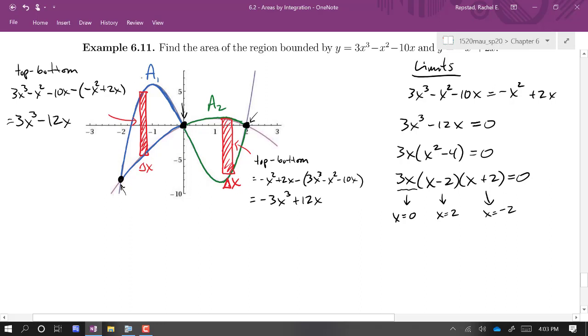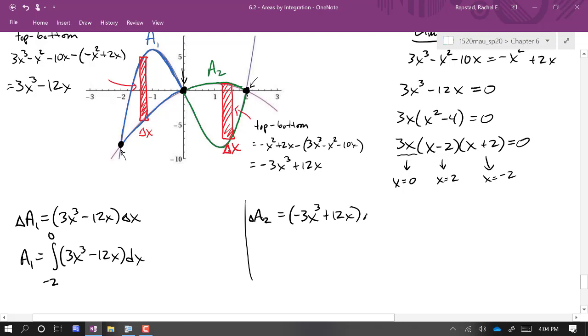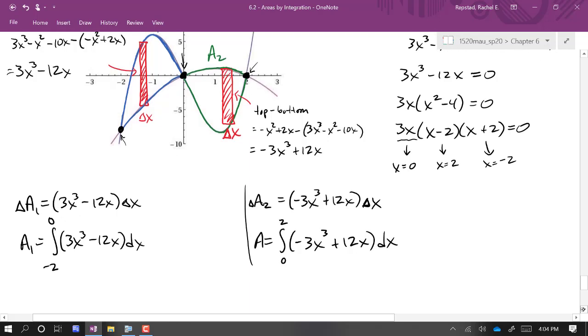So for the A1 region, let's start on the left. Delta A1, length times width, 3x cubed minus 12x times delta x. That means that A1 as an area, we're going to integrate, again, those limits, negative 2 to 0, 3x cubed minus 12x dx. If I think about the right side, we're just going to set up these integrals first. On the right side, our delta A2, the area of that sample rectangle, is negative 3x cubed plus 12x delta x. And so that area is bounded from x equals 0 to x equals 2, so those are our limits. Negative 3x cubed, sorry, plus 12x dx. We've got both of the integrals set up.